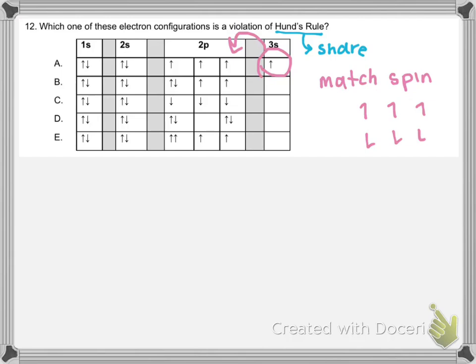And then we can see in answer choice D, they did not share before they paired. And then if we do look at answer choice E, this is a violation of Pauli's principle, and this would be impossible. It's not an excited state, it's an impossible state. And so the correct answer is D.